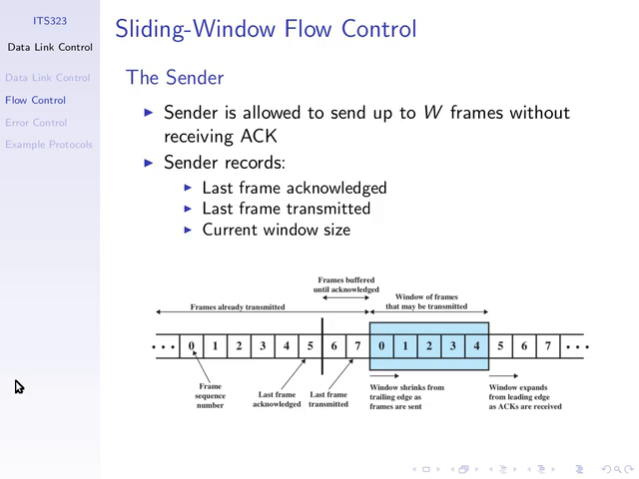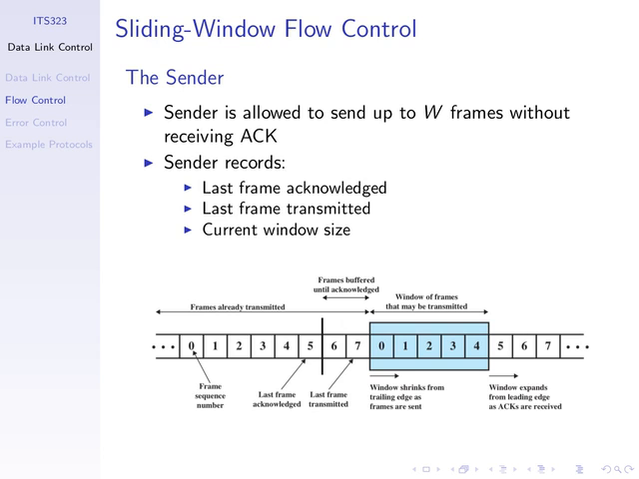Both the sender and receiver keep track of what they've sent and what they've received. For the sender, we keep track of the frames that we've sent and already received an ACK for. That's to the left of here. If we look at it visually, the last frame ACKed is frame 5. Everything before that has been ACKed as well, because we send in sequence, so we should receive acknowledgements in sequence.